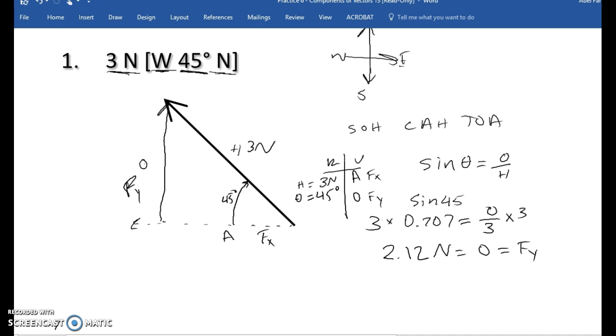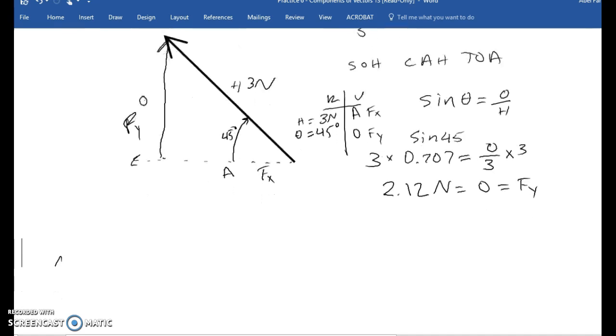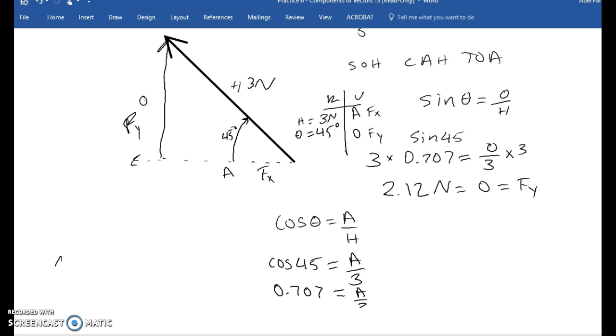Okay. Good. Now to solve for the adjacent side, we're going to use cosine. So cosine of theta is equal to adjacent over hypotenuse. Same thing. Remember, cosine of a number, if you have that degree, it's just a number. And hypotenuse is 3. Cosine of 45, when you plug that into your calculator, you're going to get 0.707. That equals A divided by 3. Multiply 3 to both sides, you get A is equal to 2.12.